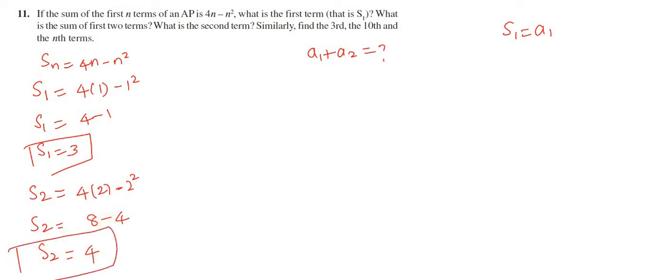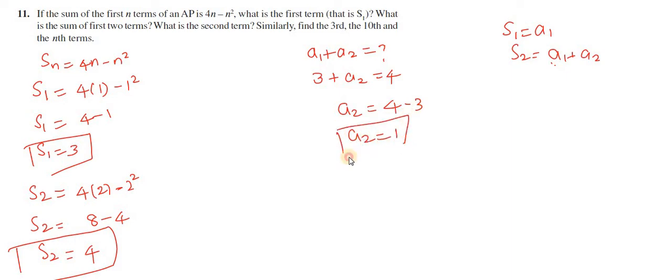What is S2? S2 is nothing but the sum of the first two terms. So S2 is equal to A1 plus A2. Here we know A1 is 3, but we don't know A2. And A1 plus A2 is nothing but S2, which is 4. Therefore we can write A2 is equal to 4 minus 3, so A2 is equal to 1.